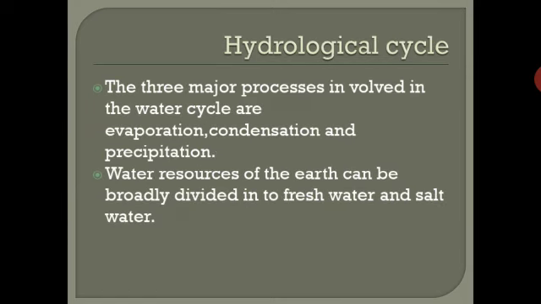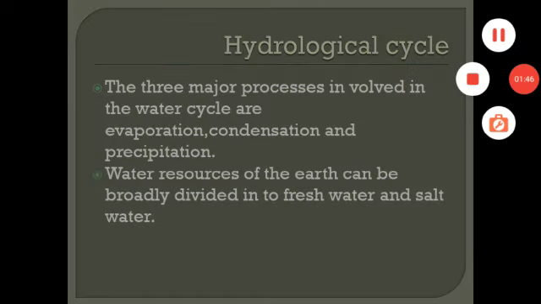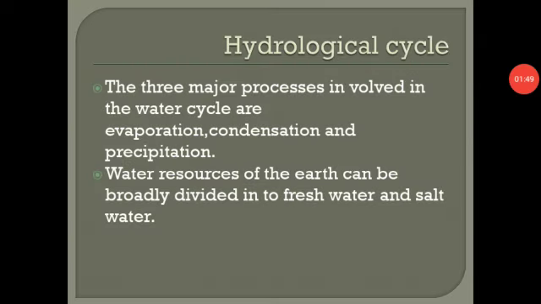Actually, the hydrological cycle is happening. Because of this cycle only, we are getting the 3% of water properly. So what does it mean? The continuous movement of water above and below the earth's surface is called the hydrological cycle. Like a cycle, from here it will be evaporated. The three major processes involved in this cycle are evaporation, condensation and precipitation.